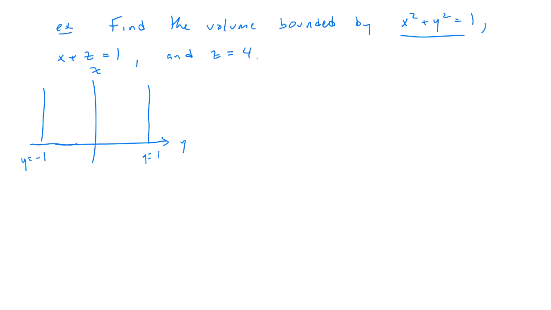Oh, actually, since I'm doing x plus z, sorry, I should look from the side. So x, x, x. And then draw x plus z equals 1, which gives us that. And then we also have z equals 4, which is somewhere up here. So here's our region.